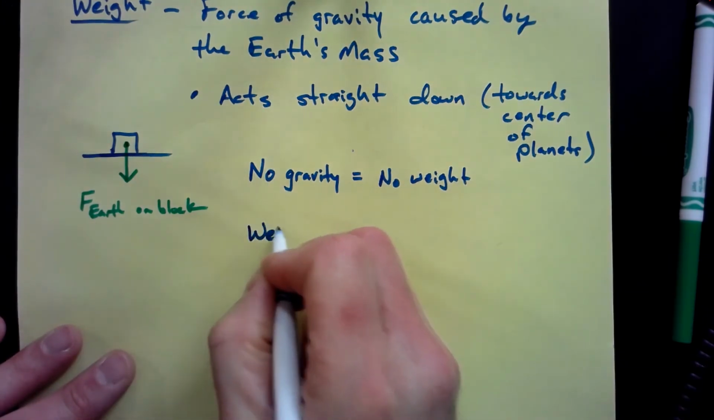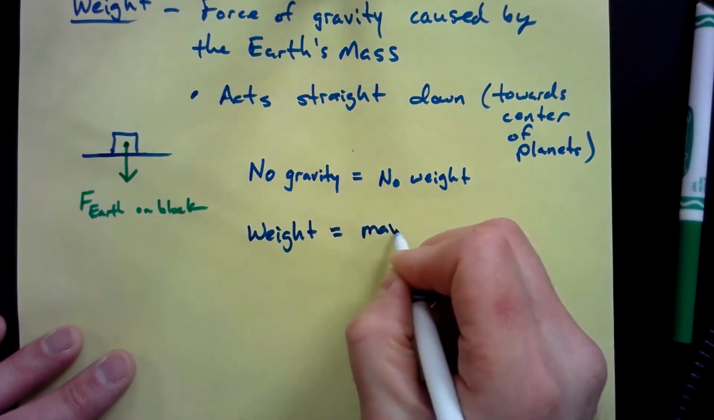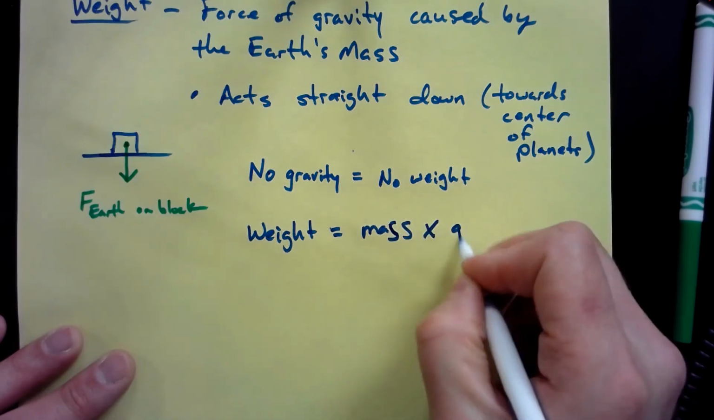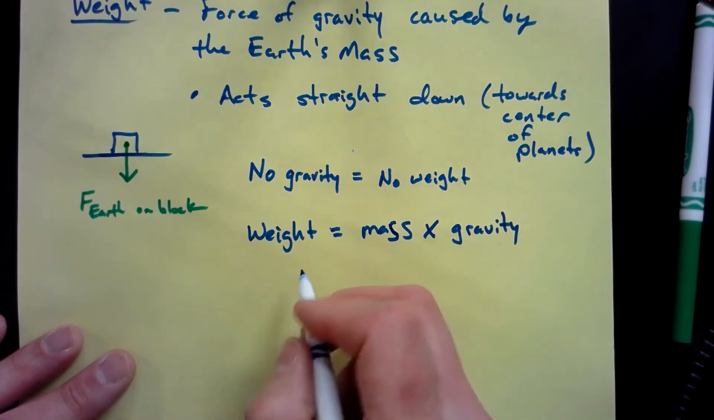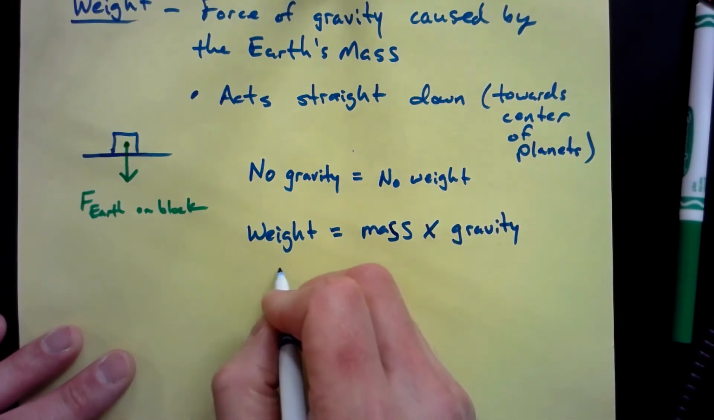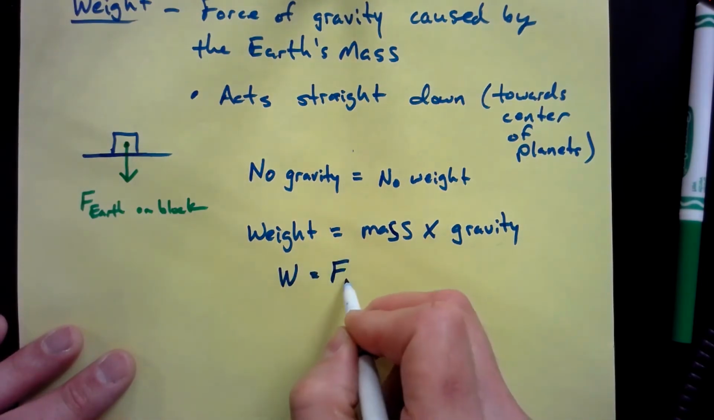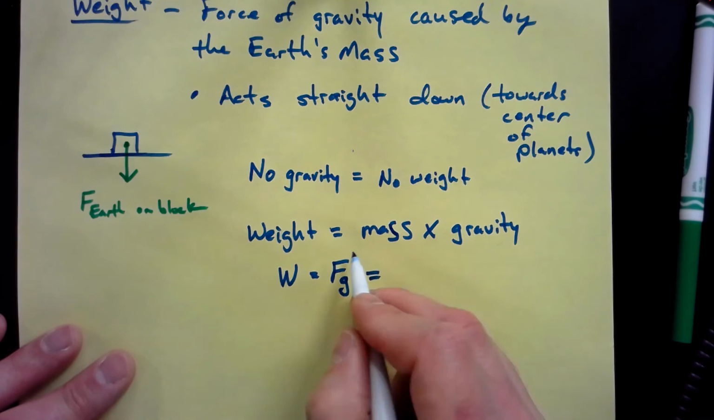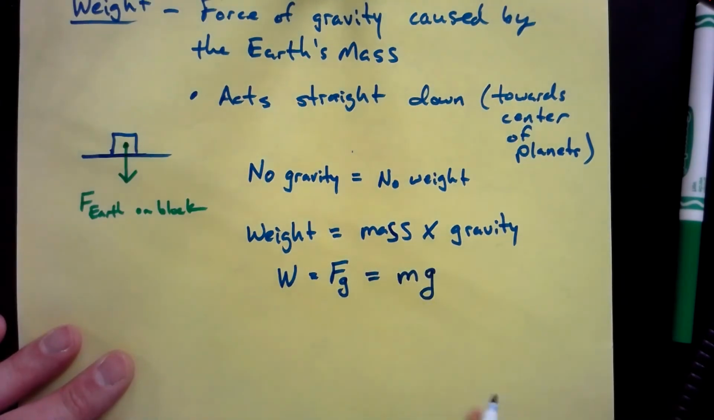Weight is a product of mass times, and I'm just going to say it's gravity, all right? Mass times gravity. So we can use different symbols for weight. It'll be either capital W, or it could be a force sub G for force of gravity. Doesn't matter which one you use. I'm going to usually use just this right-hand side anyway, where M stands for mass and G stands for gravity.